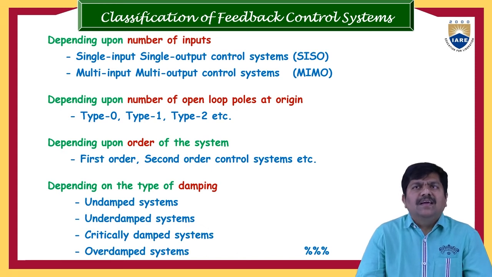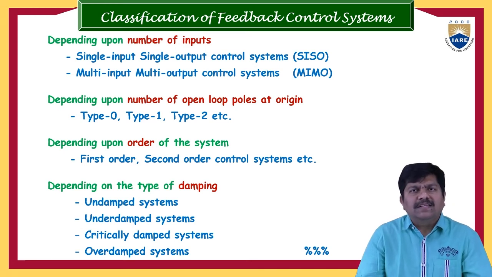One more classification is based on the type number. What does type mean? Type is nothing but the number of open loop poles at the origin. Of course, we are going to discuss this type classification of control systems in future videos. Based on how many open loop poles are at the origin, the control systems can be classified as type 0, type 1, type 2, type 3, etc.